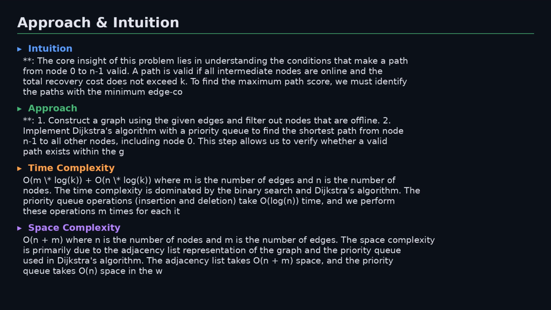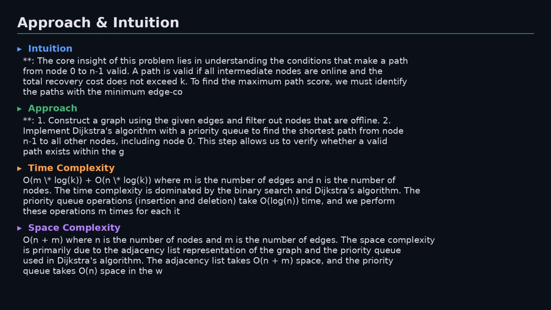To solve this problem, we'll first construct a graph using the given edges and filter out nodes that are offline. Then, we'll use Dijkstra's algorithm to find the shortest path from node n-1 to all other nodes, including node 0. This will give us the minimum edge cost path, and we can check if it's within the given recovery cost k. If it is, we'll perform a binary search to find the maximum path score among all valid paths. We'll keep adjusting the search range until we find the maximum path score.